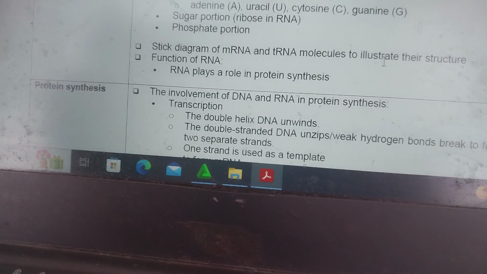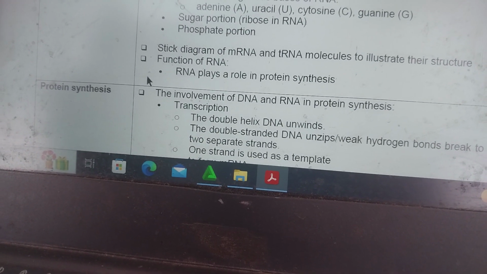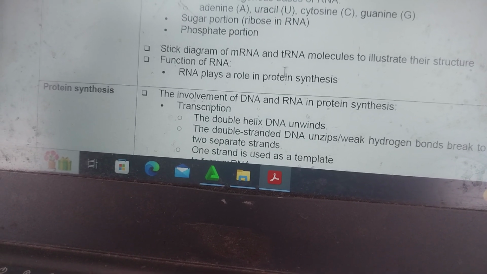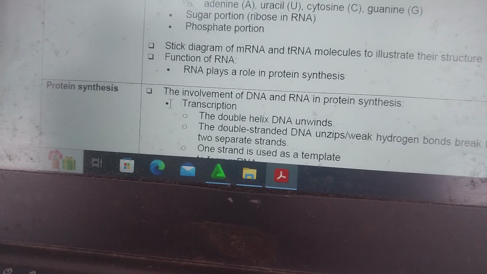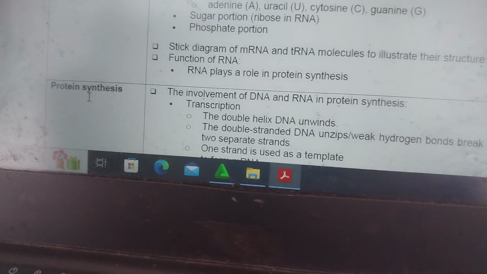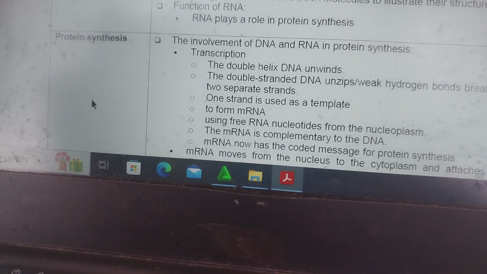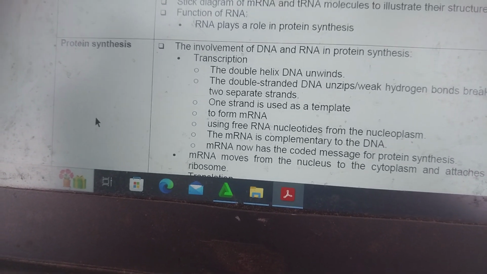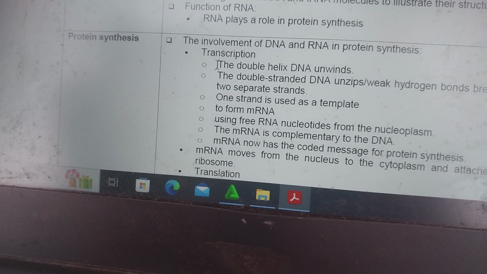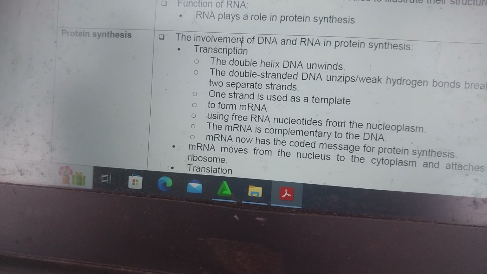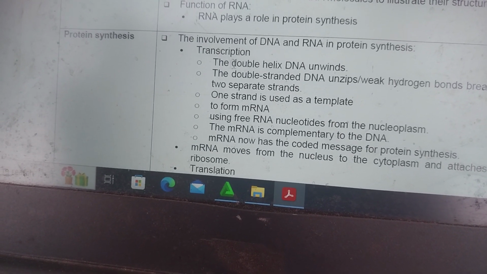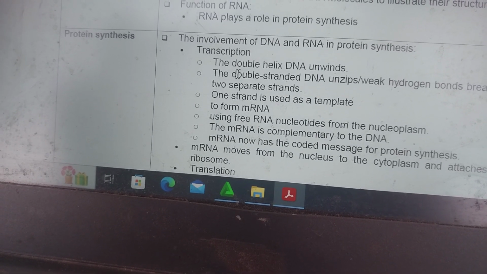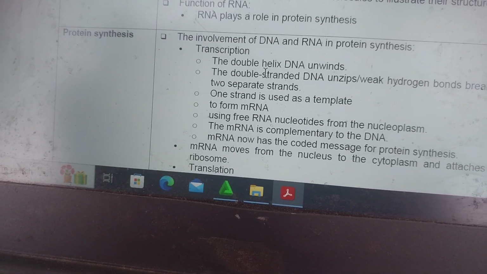You have got to look at the structure of messenger RNA. It's very important, you must look at it. You look at the functions of RNA. What role does RNA play in protein synthesis? So protein synthesis simply means the making of proteins either in plants or in animals. So here is the process. Basically it takes two parts. You have got transcription and translation.